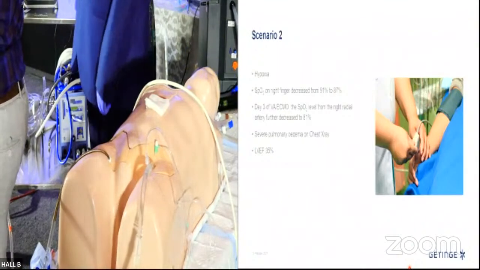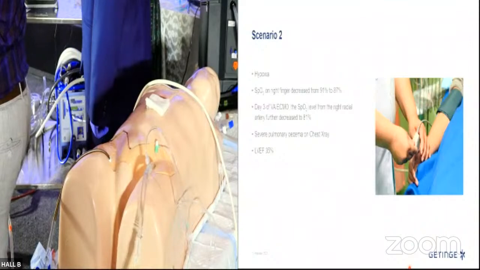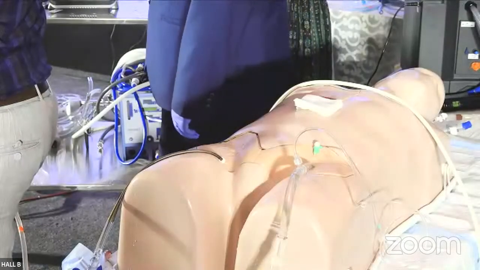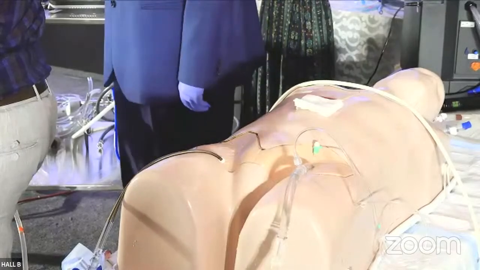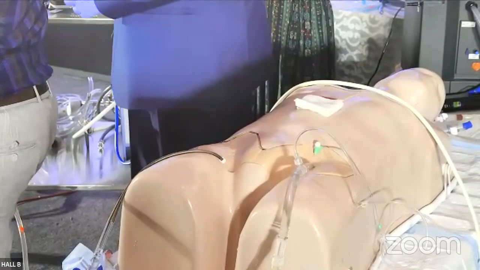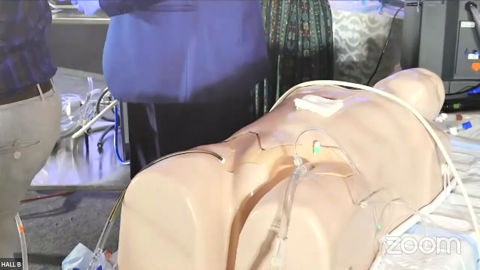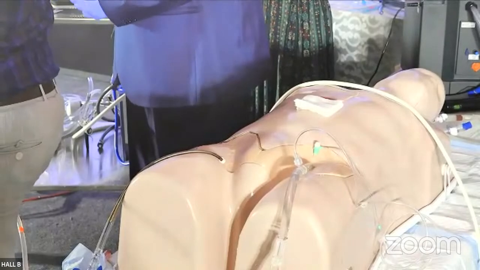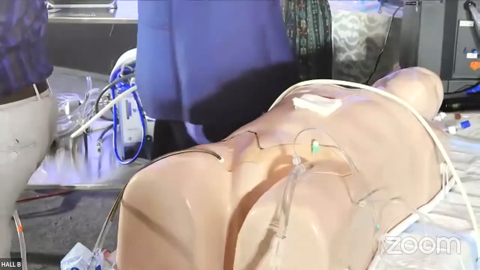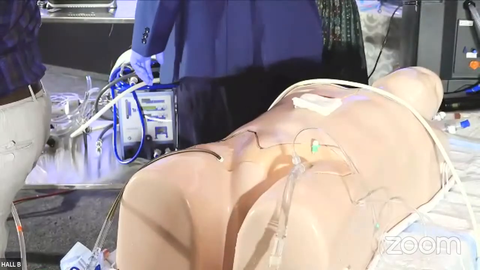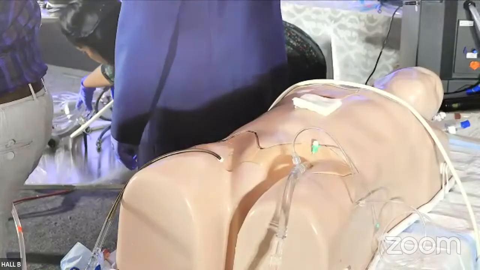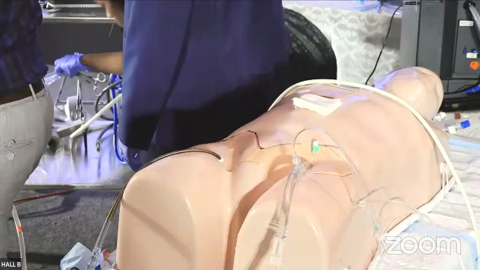For all peripheral VA ECMO, you are supposed to monitor the saturation only on the right upper limb, right? Because of north-south syndrome, the Harlequin syndrome, and other things, it is always recommended to monitor the saturation in the right upper limb. So how will you differentiate between a problem in the lung or in the oxygenator as the cause, instead of Harlequin syndrome? What is Harlequin syndrome? Any idea?